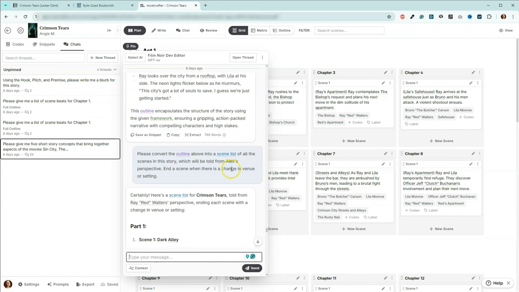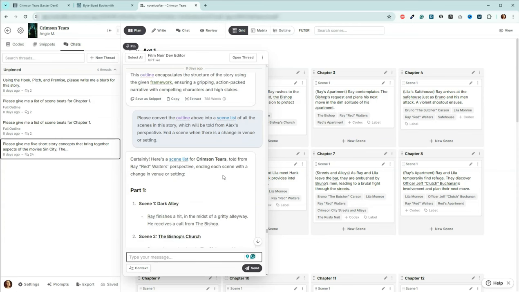Okay, so now we're going to convert the outline, because at the end of this, I turned the outline into its own entry. So: convert the outline into a scene list for all of the scenes in the story. And they're going to be told from Alex's perspective. It actually should have said it was going to be told from Red's perspective. And you want to end a scene where there is a change in venue or setting.